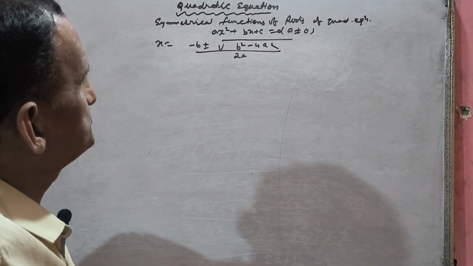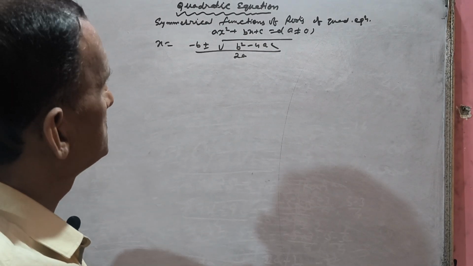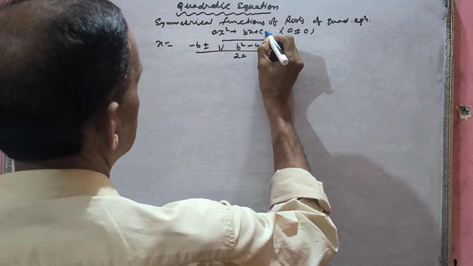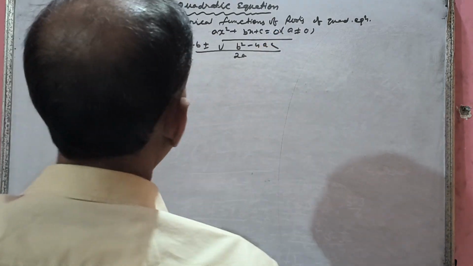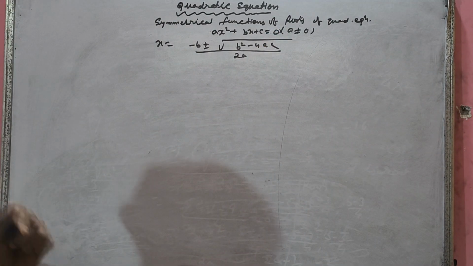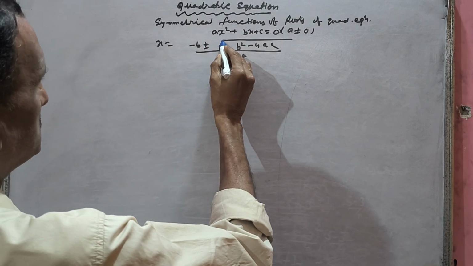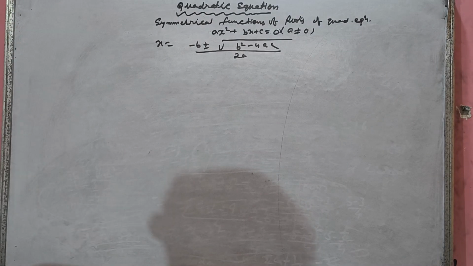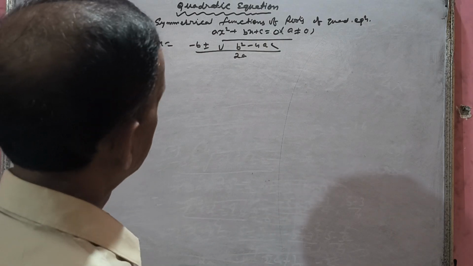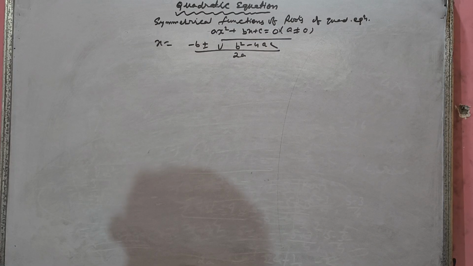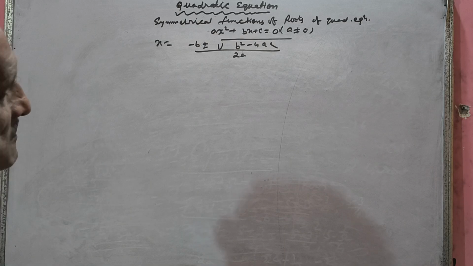In the last class, we solved the general form of the quadratic equation by the method of completing the square. We got the roots as x equal to minus b plus minus under root b square minus 4ac by 2a. And we also discussed that there are exactly two roots of a quadratic equation. Today we will discuss the symmetrical functions of the roots of the quadratic equation.